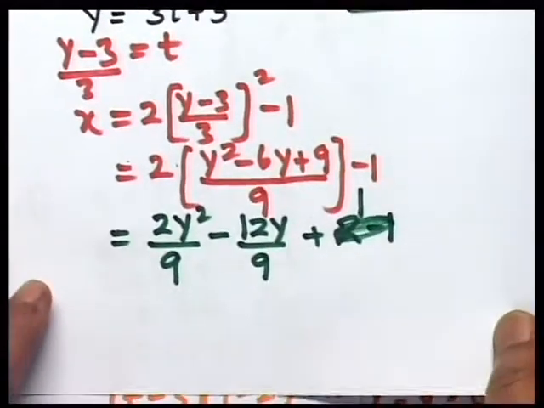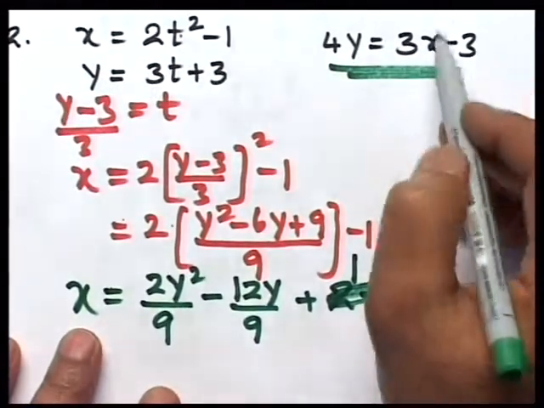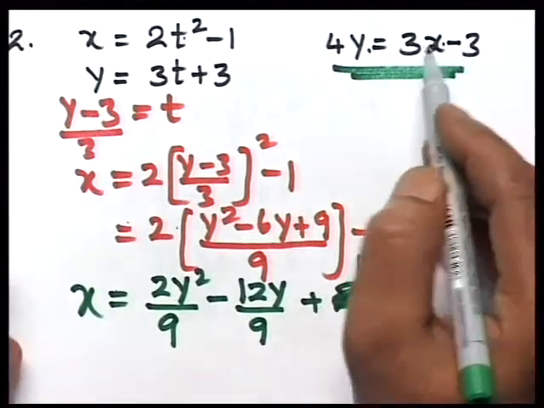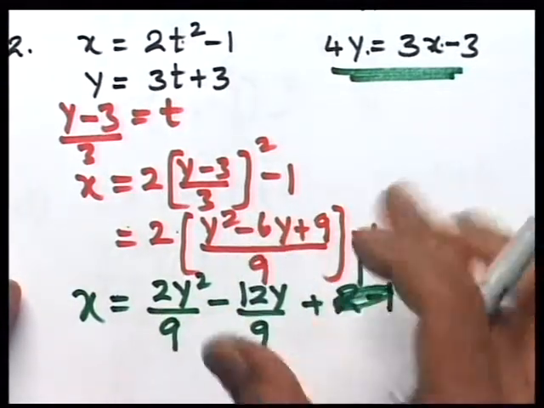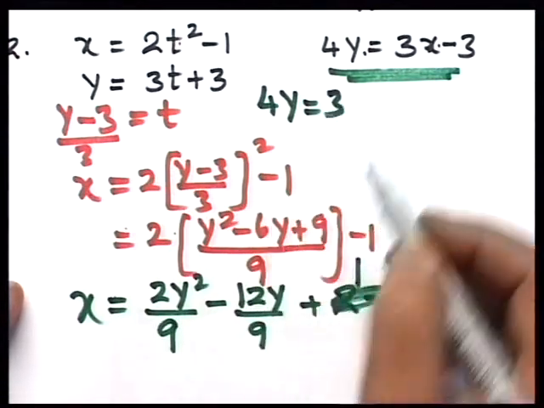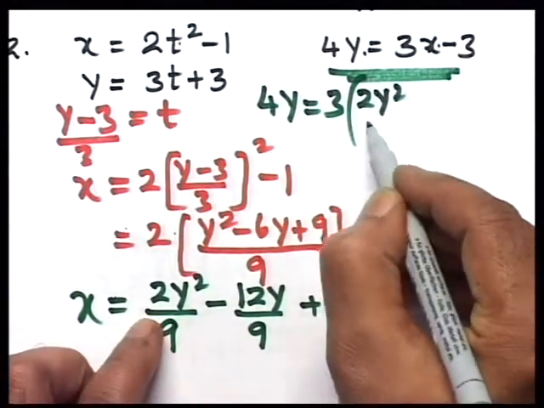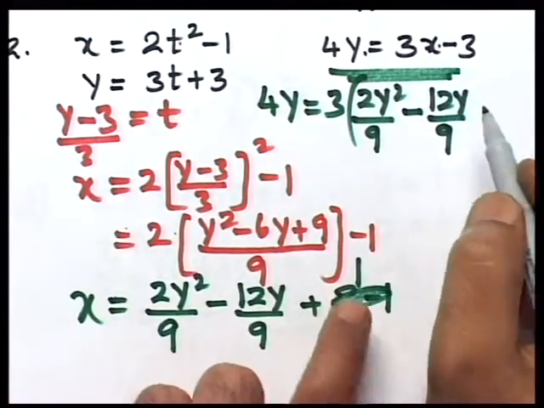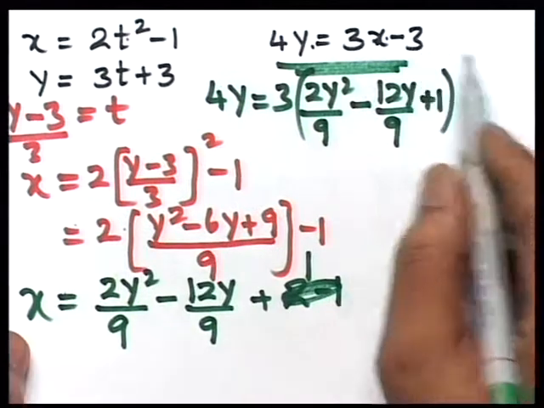Okay, this is the value of x, please understand. So this is what you're going to substitute back in there to see what equation we get. That's 4y equals 3x minus 3, please, right? Let's do that here. Simultaneously solving, you can do that later, because I'll just show you the steps of what to do. So 4y is equal to, watch that, 3, and this whole thing comes inside the bracket because that's the x value: 2y squared divided by 9 minus 12y divided by 9 plus 1. That's what we have, and there is a minus 3 as well. Okay, minus 3. So let's write that minus 3.